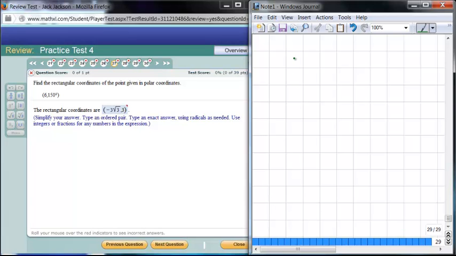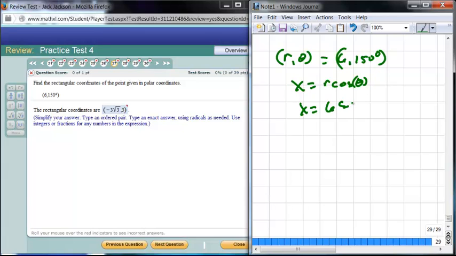Find the rectangular coordinates and the polar coordinates. So you're given r, theta is 6, 150 degrees. We just use x equals r cosine of theta, which is 6 times cosine of 150 degrees, and y is r sine of theta. That's 6 times sine of 150 degrees.